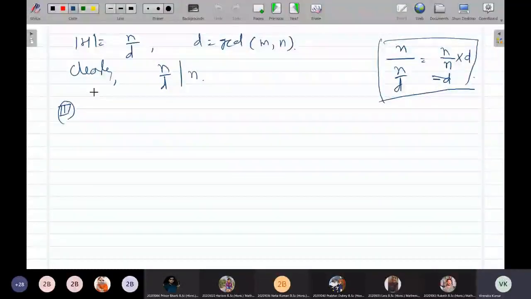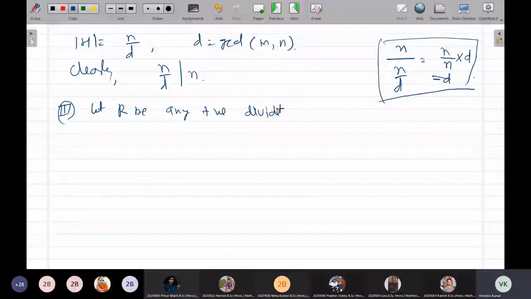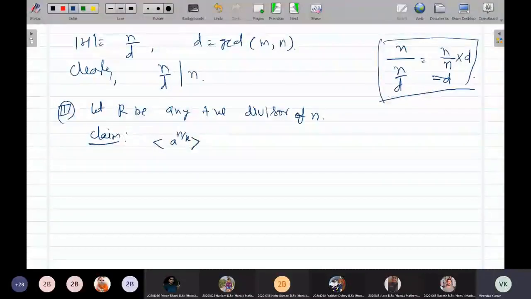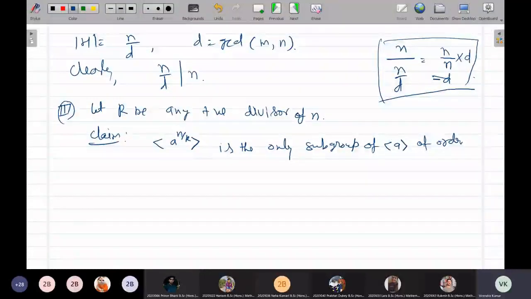So let k be any positive divisor of n. So we claim that the group generated by a to the power n by k is the only subgroup of the group generated by a of order k. Fine. So the thing is clear, I guess.